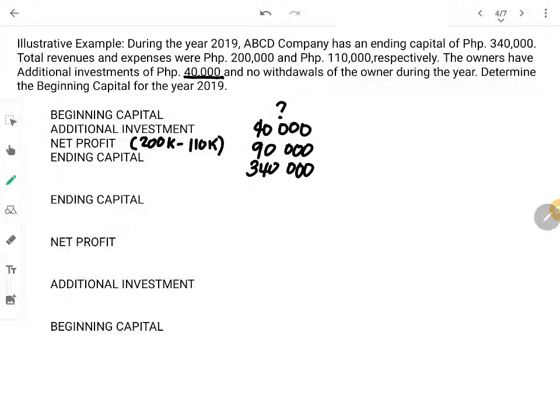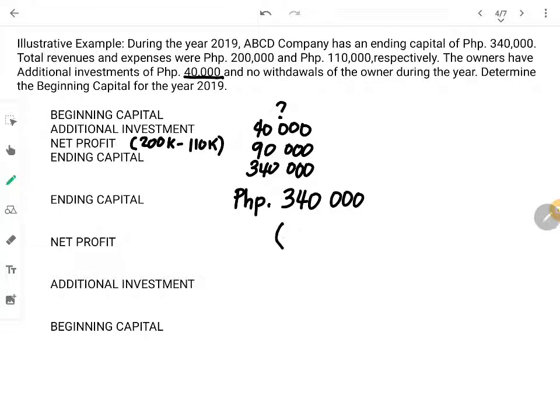So, yan yung given. So, para malaman natin yung beginning capital, i-reverse natin yung equation. So, dapat alamin na natin yung ending capital. So, that is 340,000 pesos. And then, net profit. So, imbes na i-add nyo yung net profit, dapat i-minus nyo kasi reverse equation tayo para makuha natin yung beginning capital.